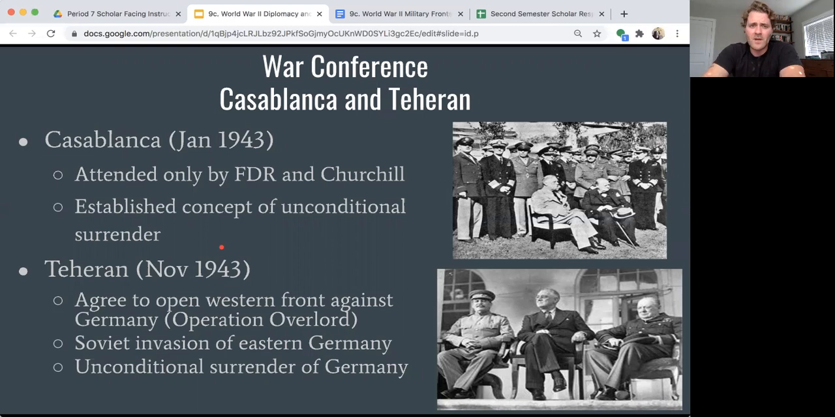Now, Casablanca is January of 1943, so the U.S. has been in the war for about a year, and not a whole lot has changed yet. It's just FDR and Churchill together, just the two of them, these two leaders, and they agree. There they are together, right? There's FDR chilling, there's Churchill in his big old oversized suit, and their military advisors.